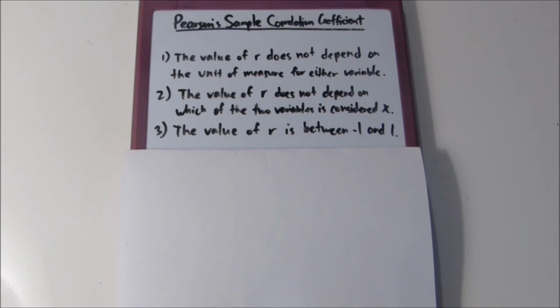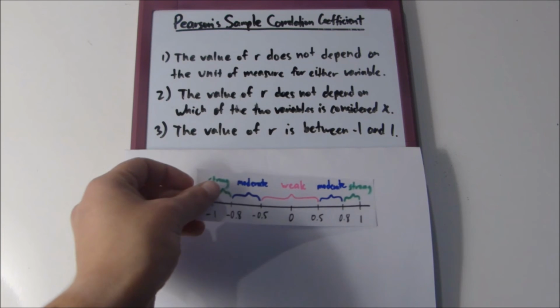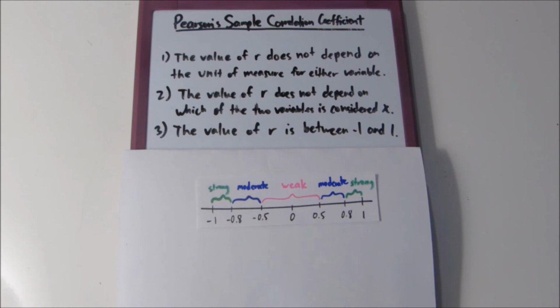The third property is that the value of R is between -1 and positive 1. A value that is closer to 1 would be considered a strong positive relationship between the x and y. It would determine that there is, in fact, a relationship between the two variables, and it is strong and positive. Something that's between 0.5 and 0.8 is moderate, right? And something that's between 0 and 0.5 is considered weak.